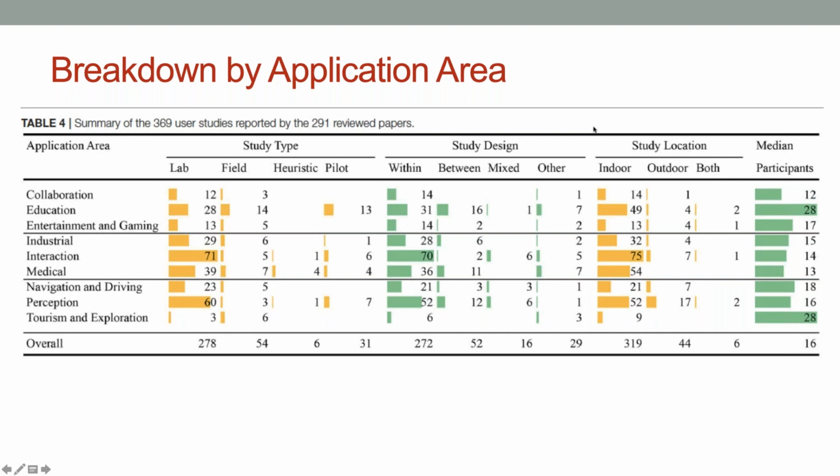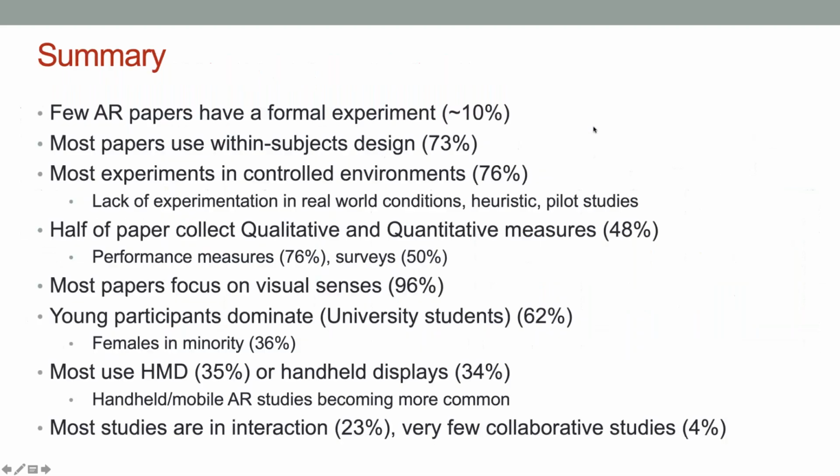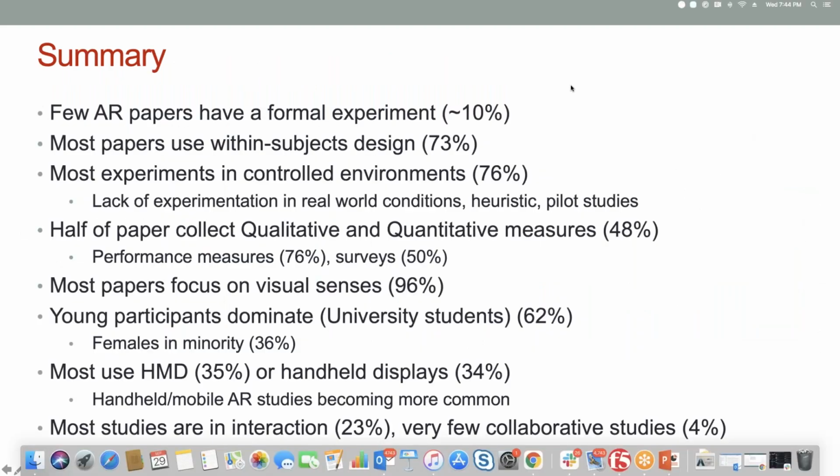Some of the high-level things we found was, again, that we had very few formal experiments. Most used a within subjects design and mostly in controlled environments like a lab. And only half of them used a mixture of qualitative and quantitative measures. And mostly they use young university students as their subjects, which is a worry because, of course, for enterprise applications, there's a much wider range of users.